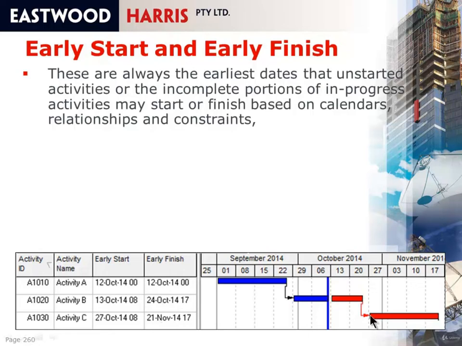So what you'll see is the unstarted activity, the early start is the 27th of October, which is the earliest that activity can start, and the 21st of November, which is the earliest it can finish. The in-progress activity, you'll see that the early start's the 13th of October, which is here. This is in actual fact, for an in-progress activity, more commonly known as the remaining early start. And so what we're showing here is that the early start field shows the remaining early start for an in-progress activity as the start and the early finish as the finish.